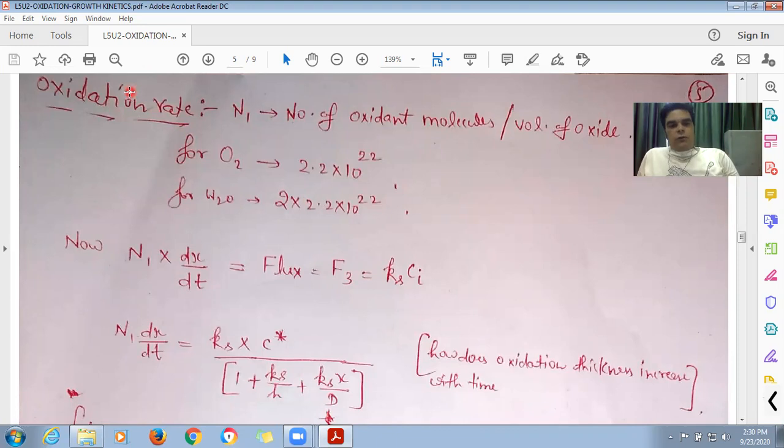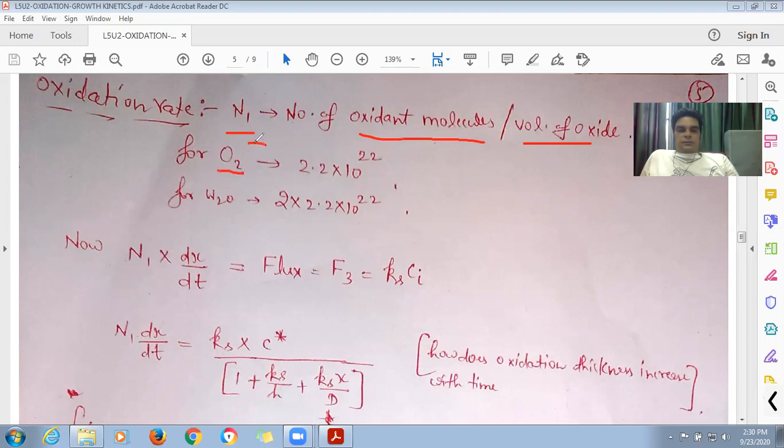For that, let us consider a quantity called N1. N1 is the number of oxidant molecules per unit volume of the oxide. If the oxidant is oxygen, then the value of N1 is 2.2 x 10^22.